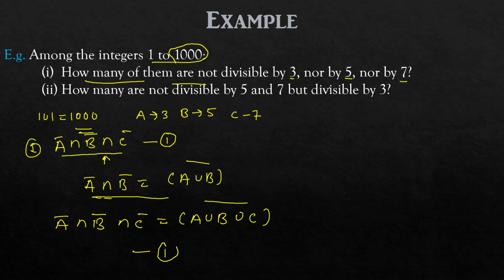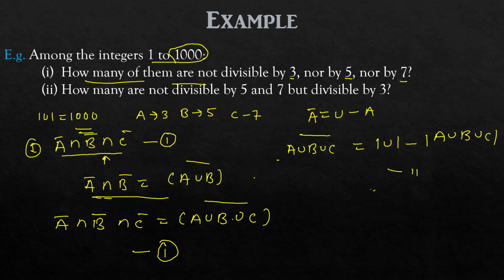Equation number 1. Now, again, by using the property of complement and difference, A complement is equal to U minus A. So, again for the same, A union B union C complement is equal to, what formula can we mention? So here we get A union B union C complement is equal to U minus number of A union B union C. So, this is equation number 2. Now, first we have to find A union B union C.